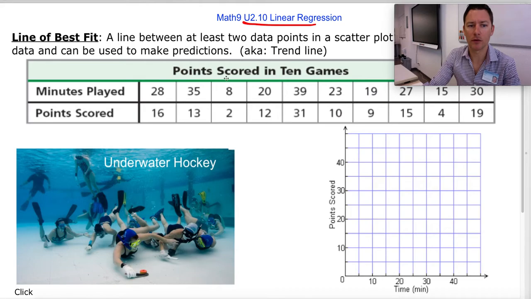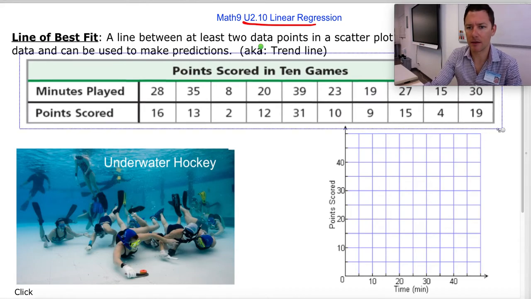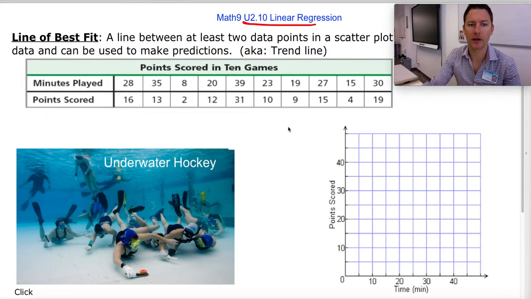What I'd like you to do is take this data, it should also be sitting on your sheet, and this is points scored versus minutes played in the game. So maybe you're playing, I don't know, underwater hockey or whatever. This is the minutes played X and the points scored Y, right? You'd expect that as this one increases, like the longer you play, the more points that are scored in the game. That's sort of what I'd expect.